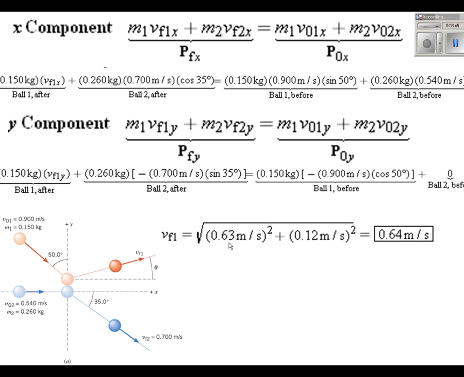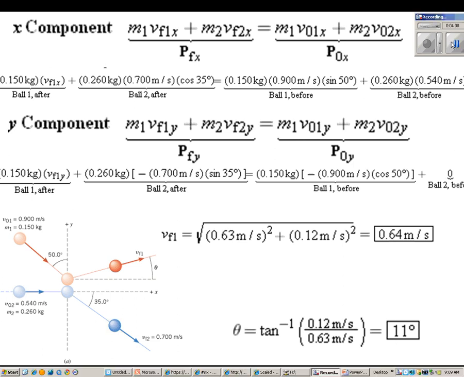The x value that you ended up with should have been 0.63 meters per second. The y value is 0.12 meters per second if you solve for the v final of y. And then you have to do the Pythagorean theorem to find out what the final resultant is, 0.64 meters per second. You can also find the angle by doing an inverse tangent and coming out with 11 degrees.